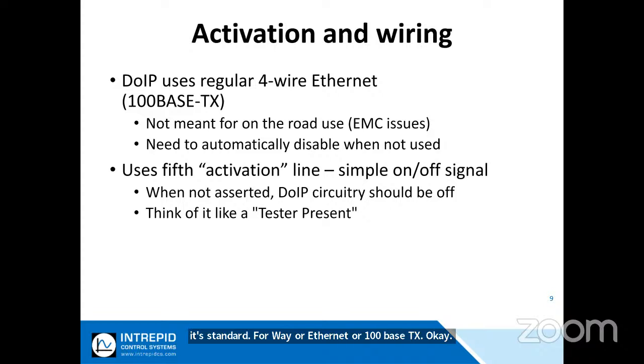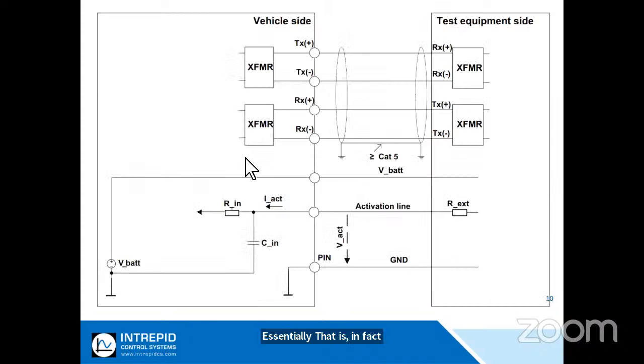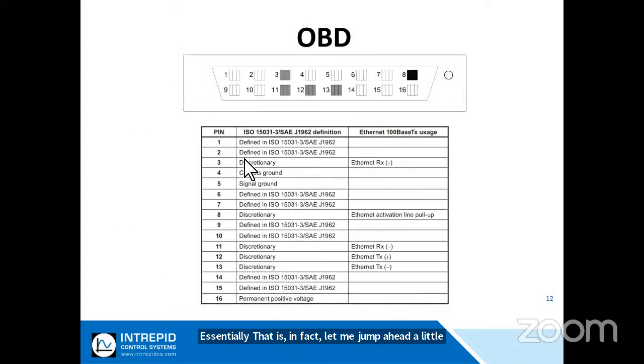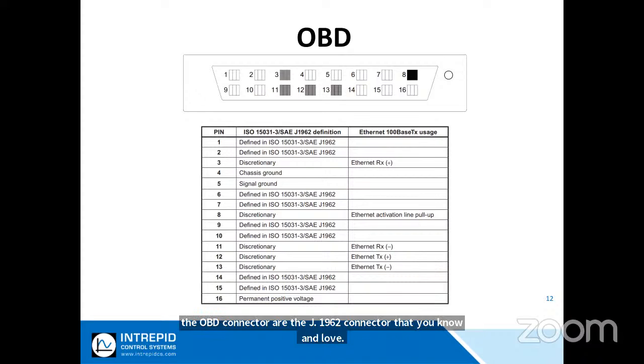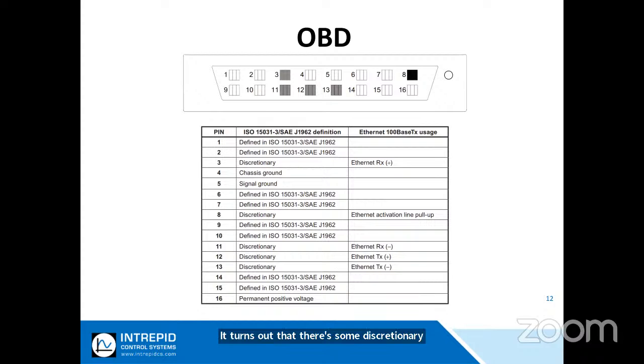Essentially, let me jump ahead a little bit. I want to get to that part right there. On the OBD connector, or the J1962 connector that you know and love, there are some discretionary pins that we've used in the industry for various things. But basically, pins 3 to 11, and 12 and 13, which have been discretionary for a long time, get taken over by the 4 Ethernet wires that we need.